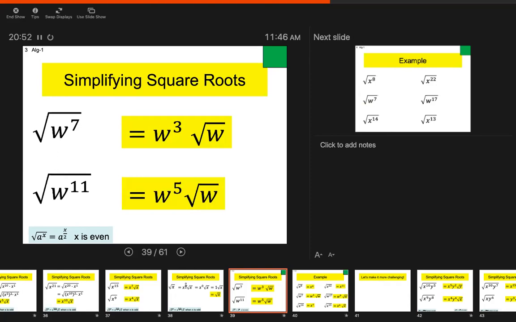And the nice thing is that it's not like we have to do anything other than remember the rule. I should have written the rule here. I have X is even there, but X is odd. We just simply need to remember the rules.